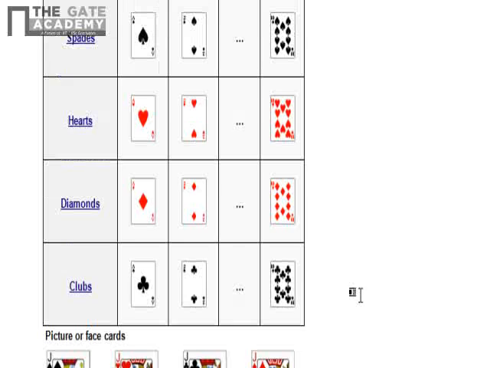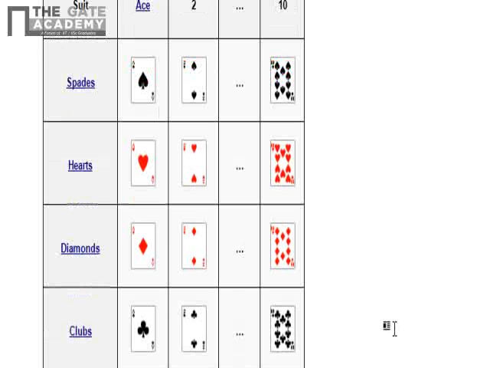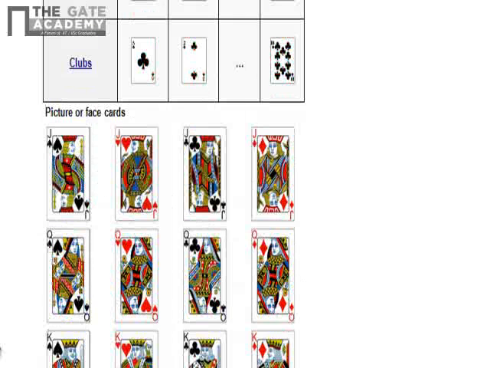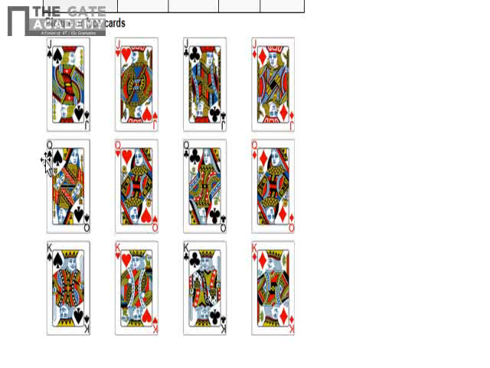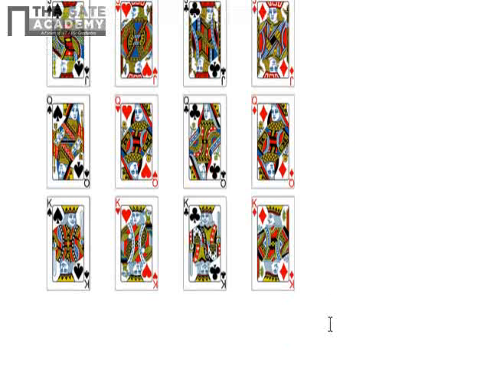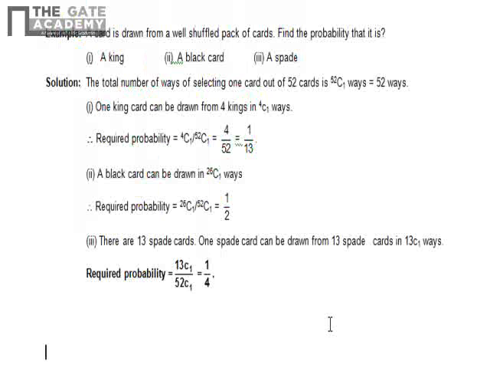Sometimes in the question they also ask the total number of aces. The total number of aces is 4. The total number of picture cards is 12, 4 into 3. Total number of queens 4, jacks 4, kings 4. So keep this data in mind. Now the question: a card is drawn from a well shuffled pack of cards. Find the probability that it is a king, a black card, a spade.